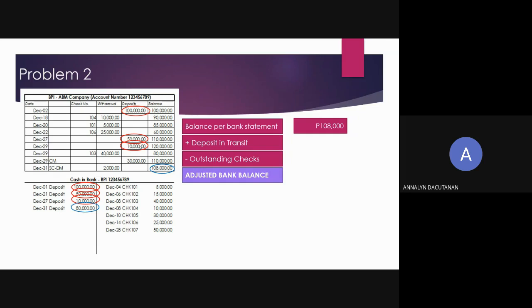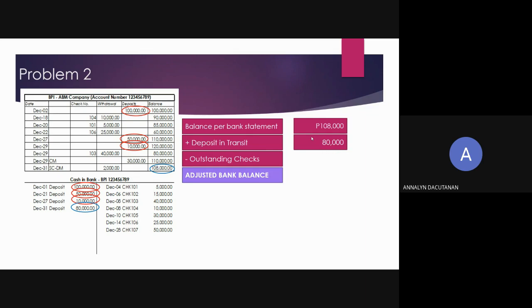And lastly, December 31, meron bang pumasok dyan na 80,000? Wala, di ba? May nakikita ba kayong 80K? Wala. So, ibig sabihin, noong December 31, si ABM Company nag-deposit ng 80,000 pero hindi na umabot sa cut-off. Therefore, it is treated as deposit in transit. Diniposit ni company pero hindi umabot sa bank. Alright? So, yun ang ibig sabihin ng deposit in transit.